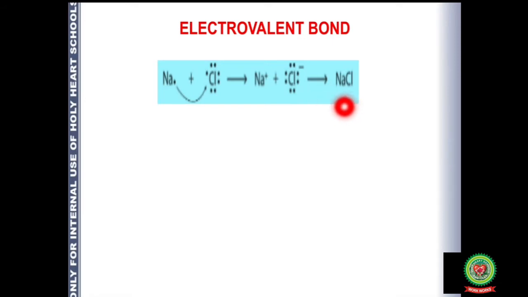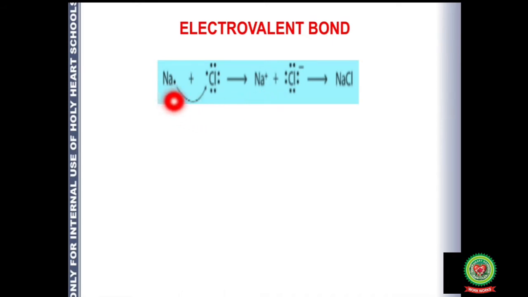For forming sodium chloride, first of all, we should know its atomic number and its electronic configuration. Atomic number of sodium is 11, and as you know, its electronic configuration is 2, 8, 1. So it has one electron in its outermost shell. If sodium loses that one electron, it will acquire the nearest noble gas configuration. So therefore, sodium will lose that electron and form Na positive.